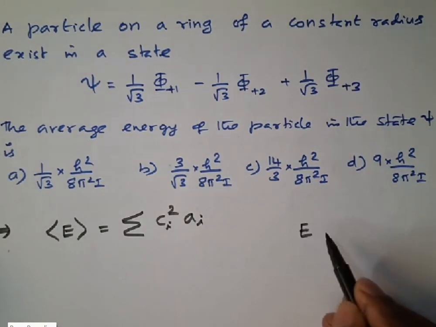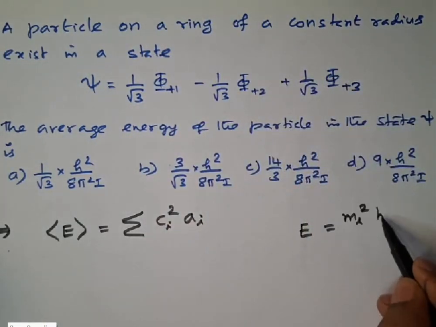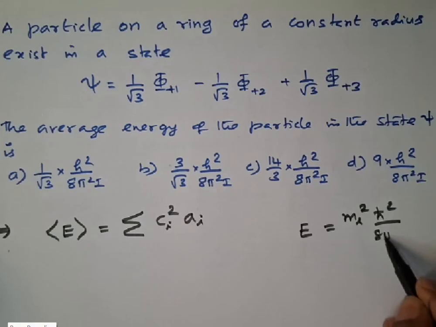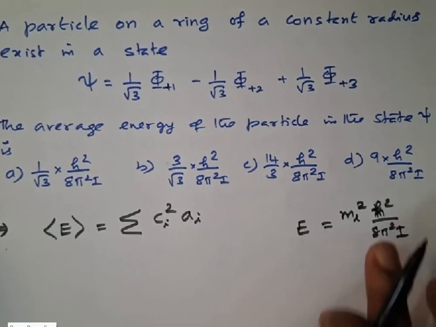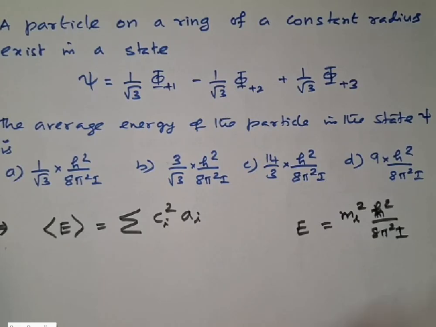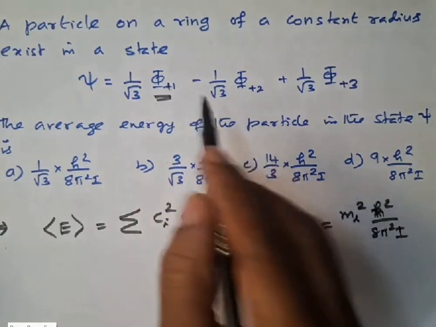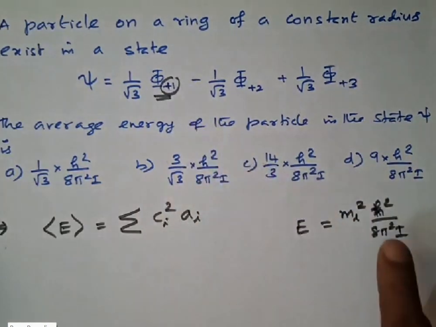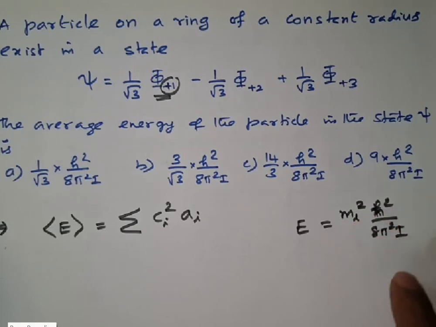So what is the energy formula for a particle on a ring? It is ml square into h square by 8 pi square I. This will give you the energy eigenvalue. Now, for the first state, phi plus 1, the m value is plus 1. Put m equal to plus 1 here: plus 1 square is 1 into h square by 8 pi square I.